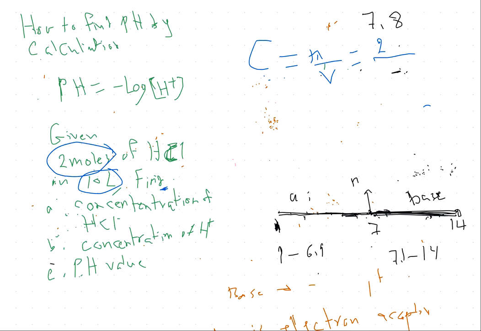Okay, find the concentration of HCl. So we are in part A. 2 over how much? 10, the volume. It's normal. And be careful: the number of moles is in moles and the volume is in liters. If I have it in milliliters, I have to convert to liters before I continue. Equal how much? 2 over 10 would be 0.2, and then capital M.